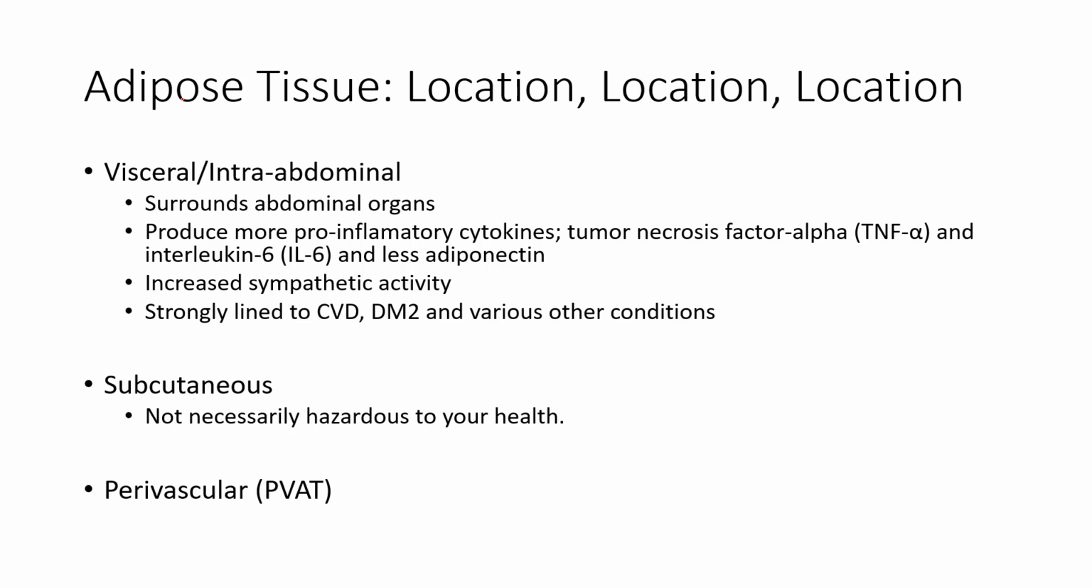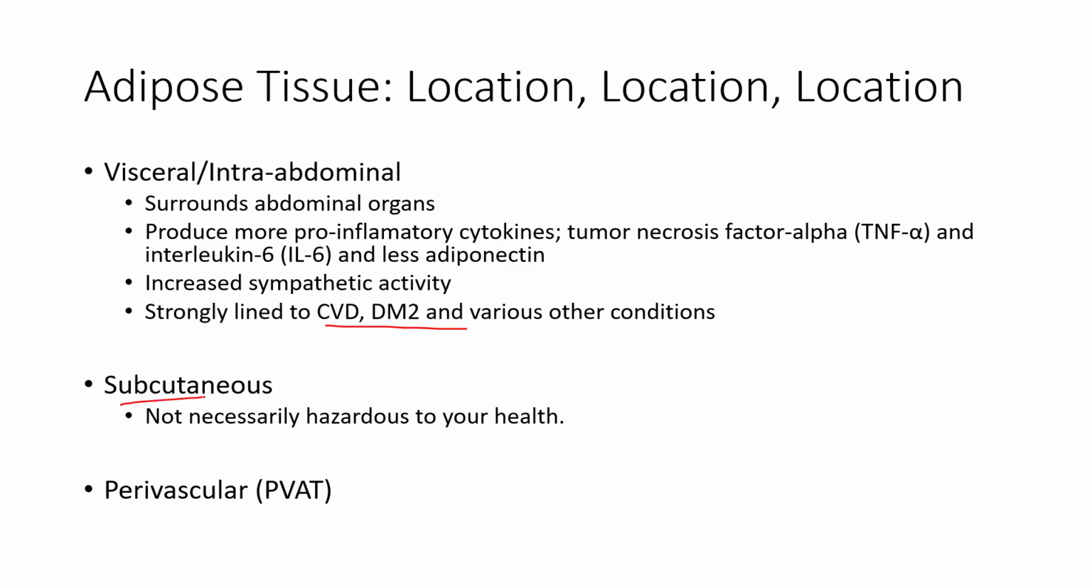Now, when it's located and accumulated there, we see higher expression of inflammatory cytokines like tumor necrosis factor alpha and interleukin 6, which we'll get into in a bit, but we typically see these elevated in most inflammatory conditions. We see a higher sympathetic activity, which can contribute to a lot of other problems. And this again is what's strongly linked to all those cardiometabolic conditions like heart disease and diabetes and all those other not so great conditions.